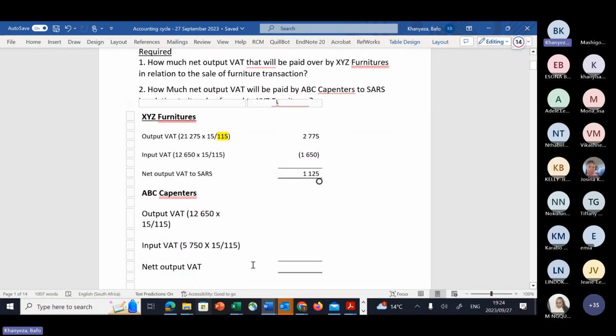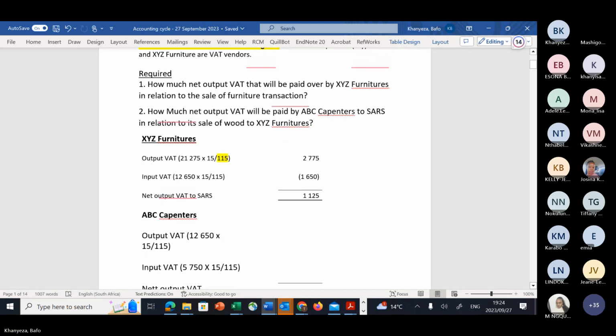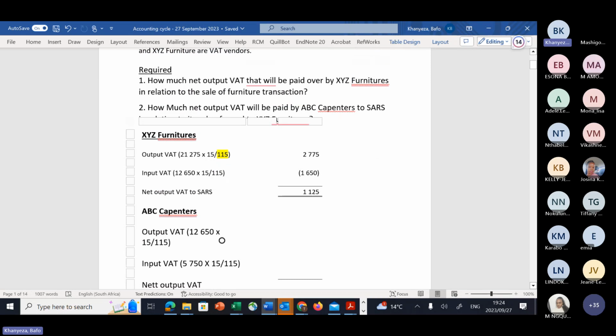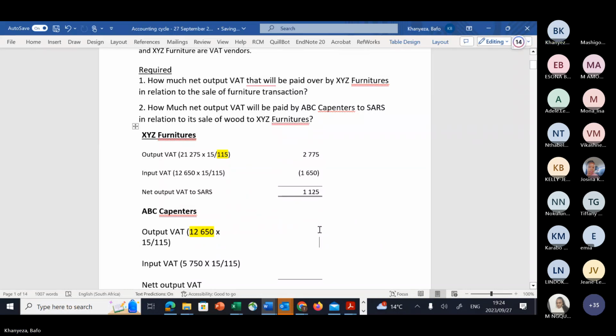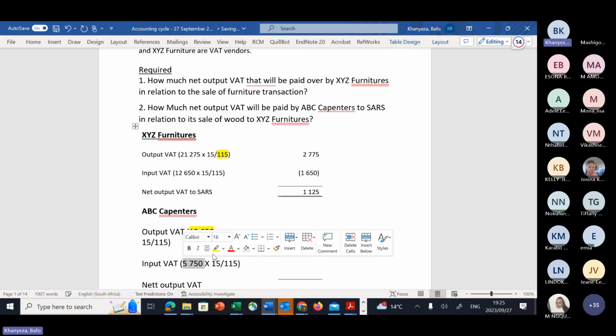Then it's the same thing now for ABC Carpenters, who charged XYZ Furnitures 12,650. It's the same thing. Then it means they will only account for 12,650 times 15 over 115. It's going to be 1,650. So they'll have to pay that over to SARS, but they'll reduce with what they paid themselves when they were buying from the forest.